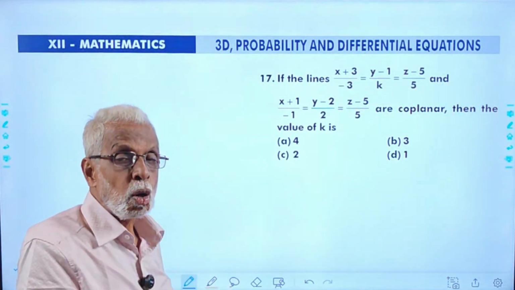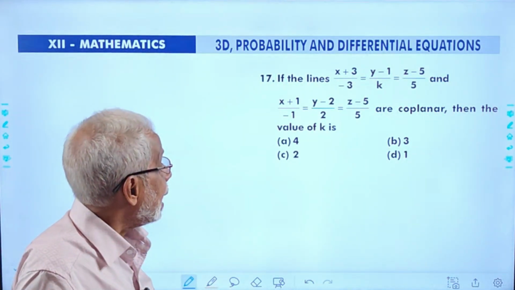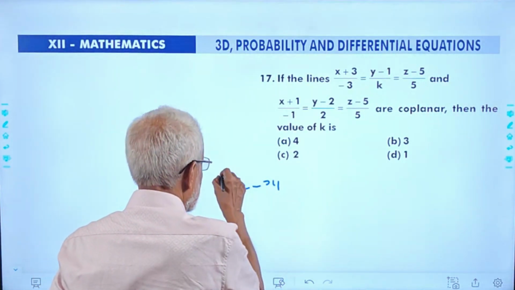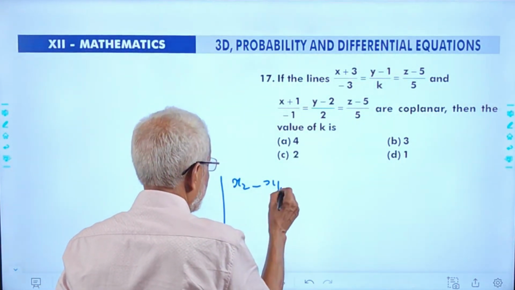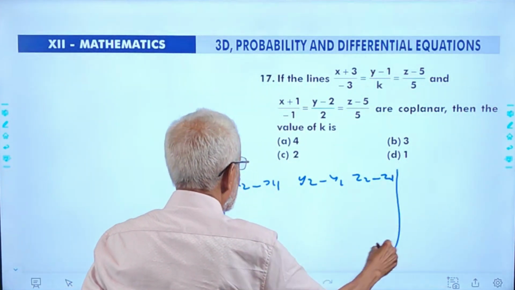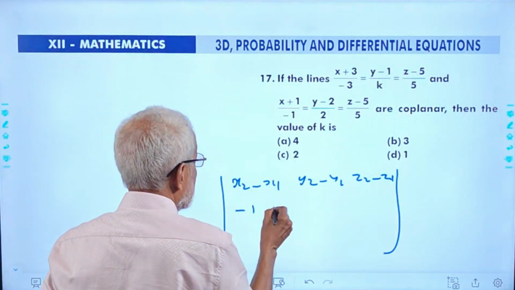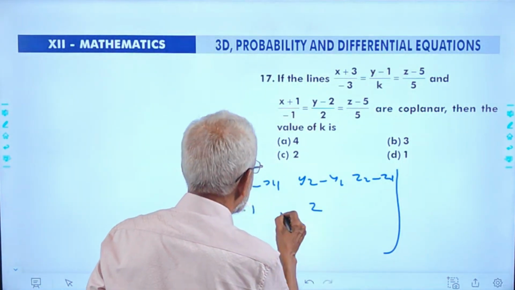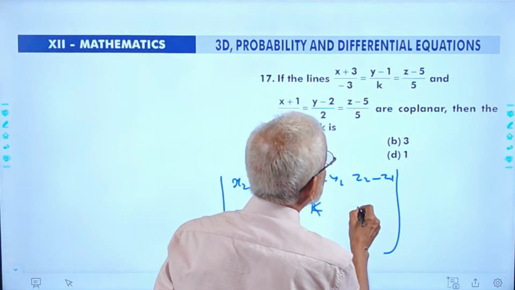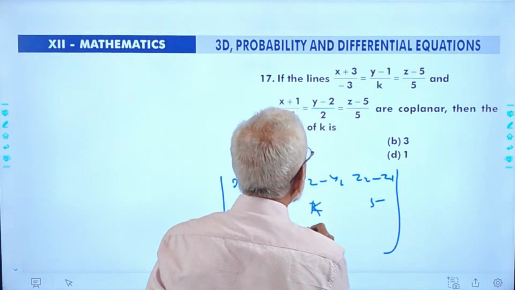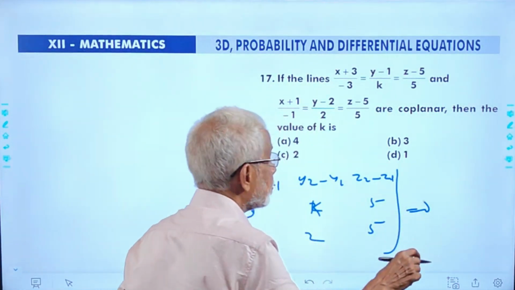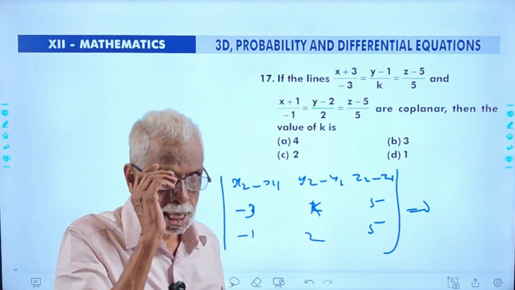What is the condition for coplanarity of lines? x2 minus x1, y2 minus y1, z2 minus z1, direction ratios of the lines, minus 3, k, 5, minus 1, 2, 5 equals 0. You have to remember the standard results.